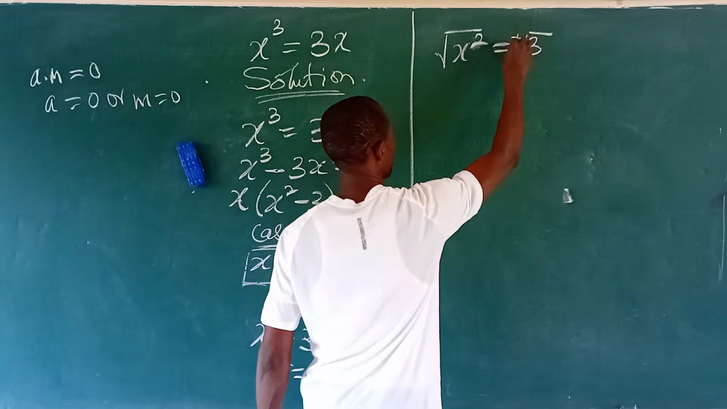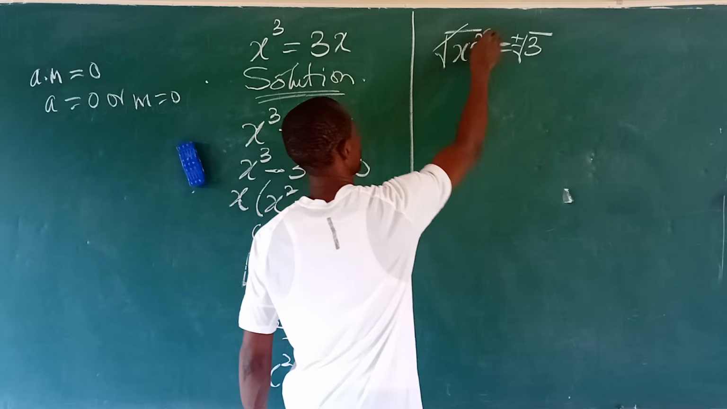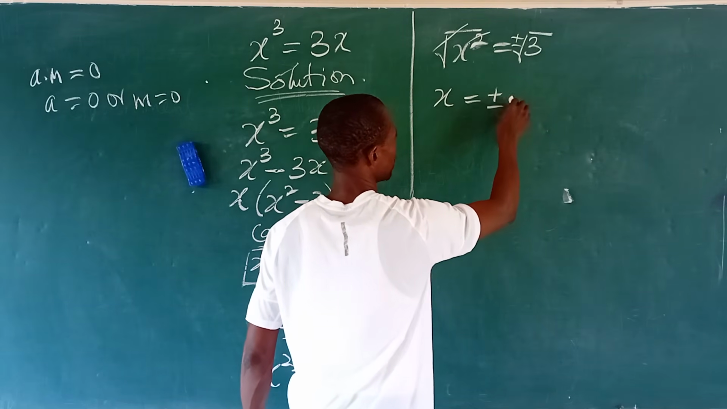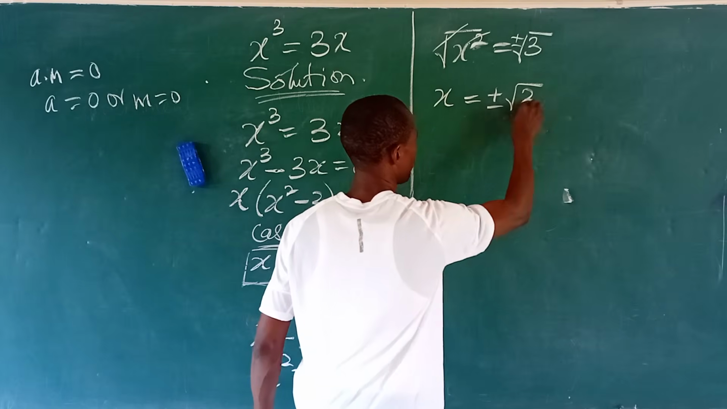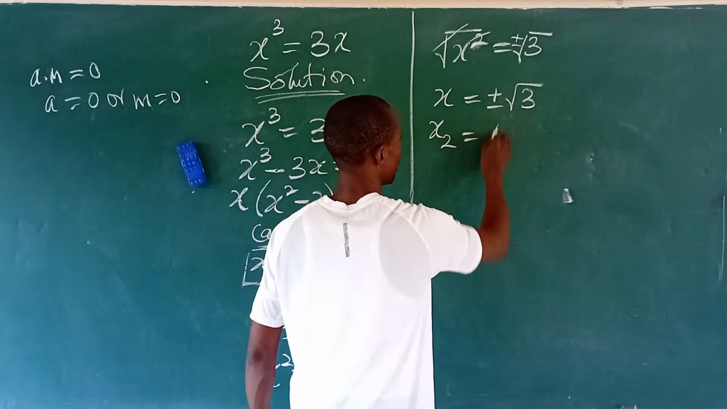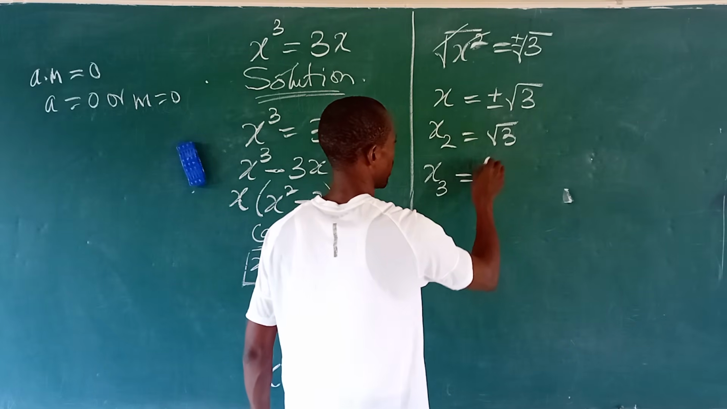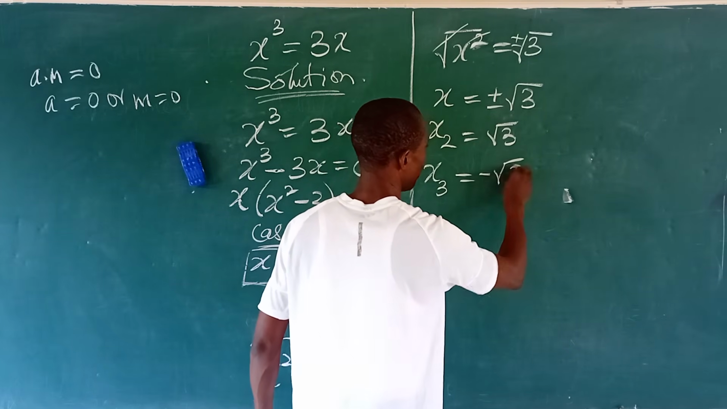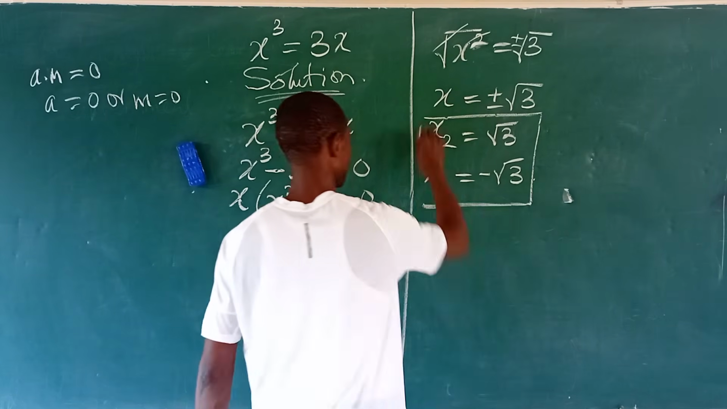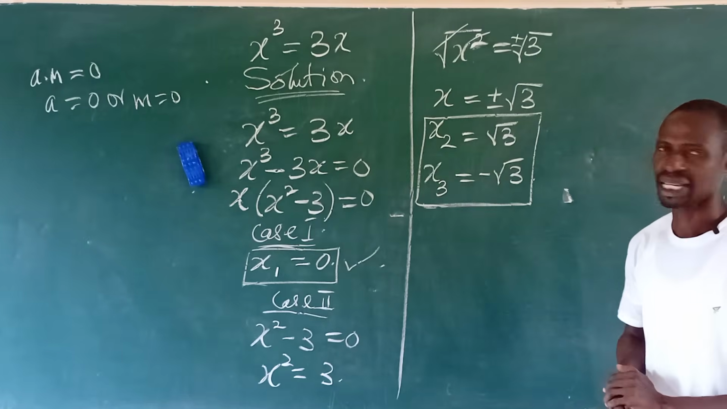So we introduce our plus minus in here. So now we have x equals plus minus the square root of 3. So we have our x2 equal to the square root of 3, and x3 equals minus the square root of 3. But here we want to check again if these two roots actually satisfy our original equation.